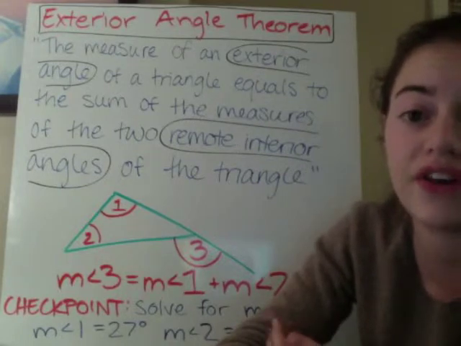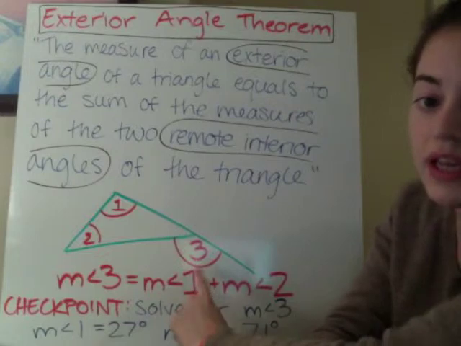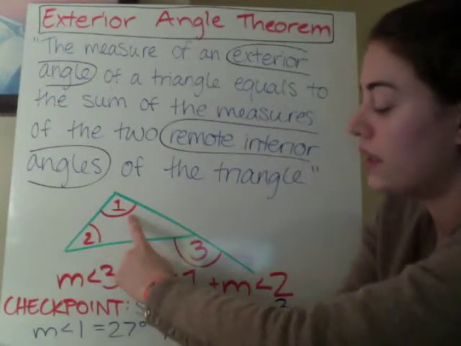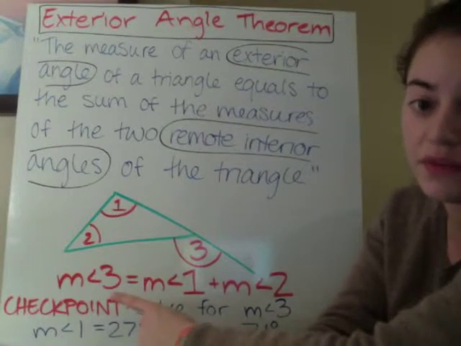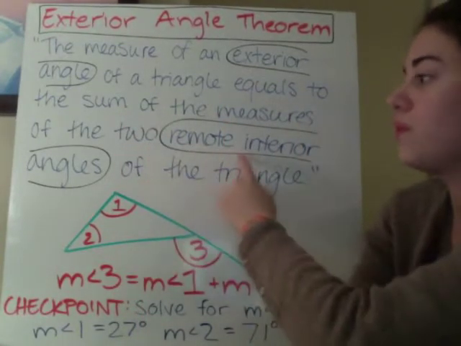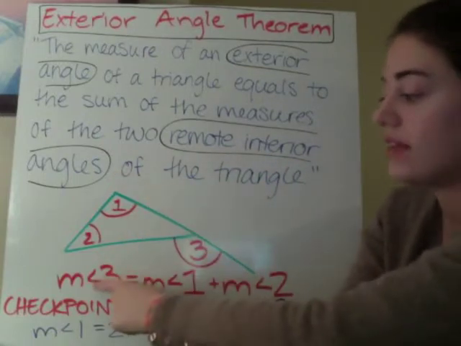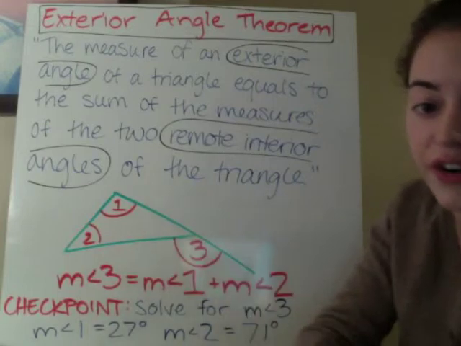The exterior angle theorem essentially says that the measure of angle 3 is equal to the measure of angle 1 plus the measure of angle 2. The exterior angle is equal to the sum of the two remote interior angles. Exterior is equal to the sum of the two remote interior.